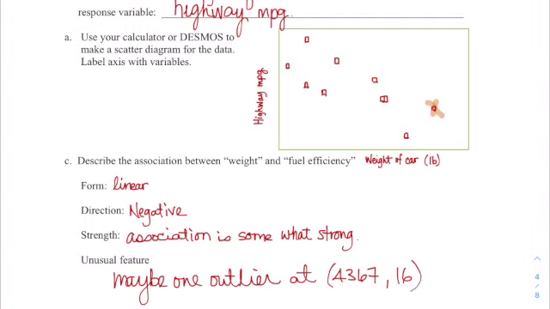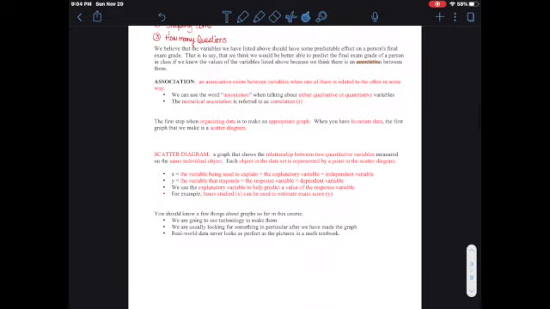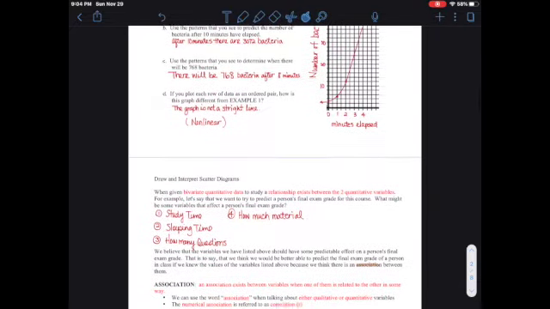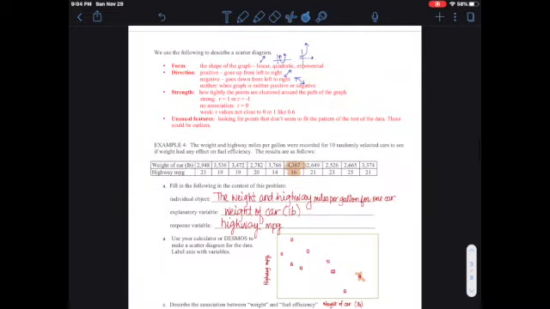Okay, so now that's the notes for scatter plot. Please let me know if you have any questions.